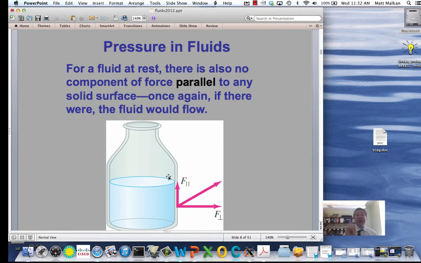There is no parallel component when you have a fluid, because if you try to move a fluid sideways, the molecules will just slide by each other. There's no friction there at all. If there were a non-zero parallel component of the force between these two objects, the blue stuff and the glass wall, then the fluid would start moving, which we've already said is not happening. We have a hydrostatic situation.